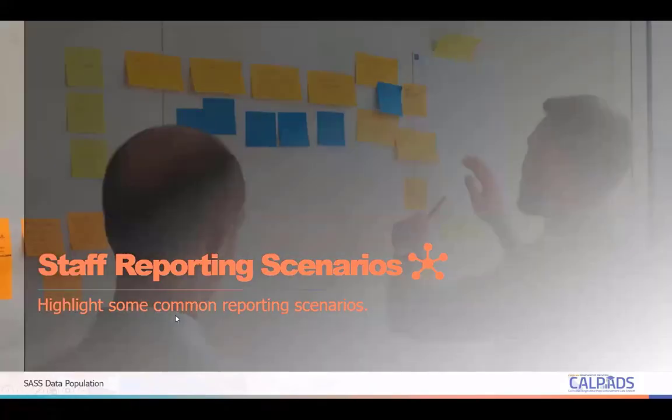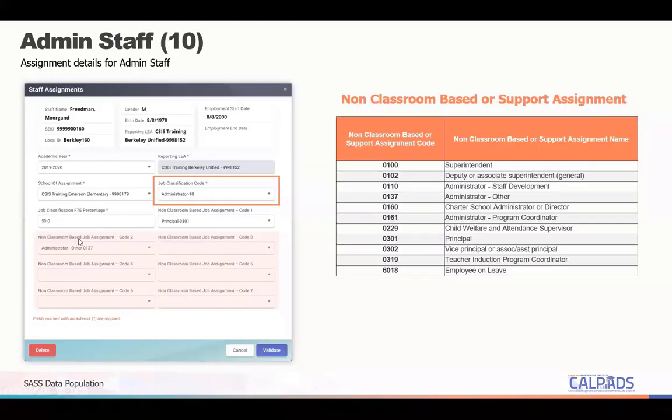We will now discuss some common staff reporting scenarios LEAs encounter. When reporting admin staff, you report a job classification of 10 and then choose the appropriate non-classroom based or support assignment available for admins. If you notice, there are only a few codes available starting academic year 19-20. For replacements with the retired codes that you normally use, please refer to the Retired Course Code Mapping Guide for 2019-20.